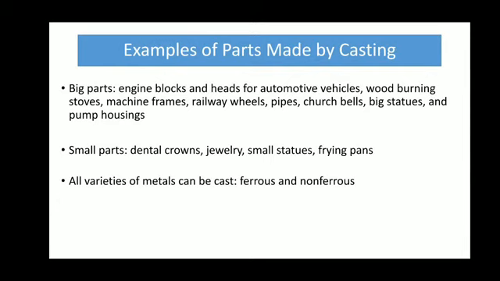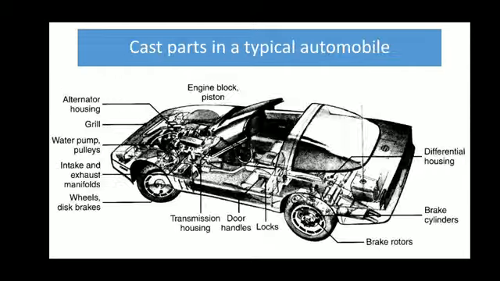So some examples of products made by casting. Very big parts like railway wheels, pipes, bells, very big statues, etc., are being made. In automobiles, various engine blocks, heads, etc., are being made. You can even make small parts like dental crowns, jewelry, small statues, etc. That means very big parts, very small parts, everything can be made with the help of casting. And we can deal with ferrous material as well as non-ferrous material.